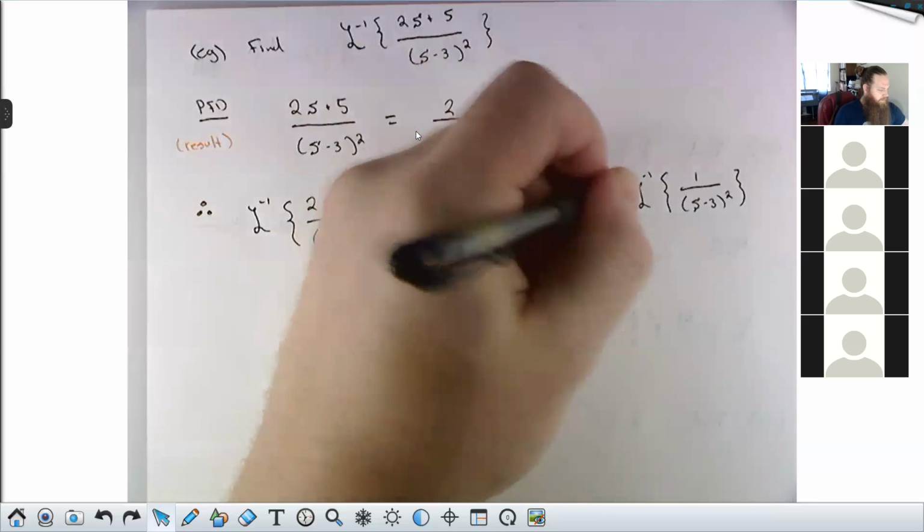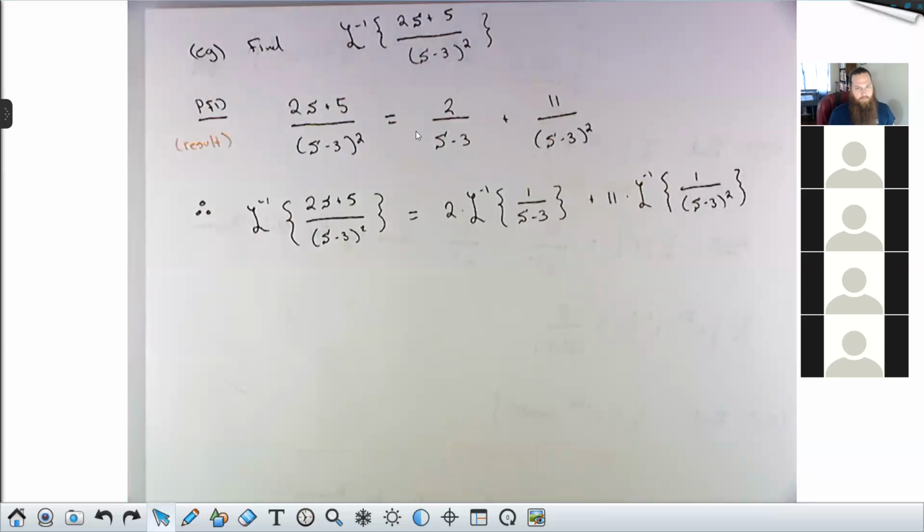So here I'm using the linearity of the inverse transform and my partial fractions. If this thing is equal to this stuff, then the inverse Laplace transform of this thing is equal to the inverse Laplace transform of this stuff. And by linearity, I can split it up over addition. So I take the inverse Laplace transform of this plus the inverse Laplace transform of this. And then from the first guy, I pop out the constant 2. From the second, I pop out the constant 11.